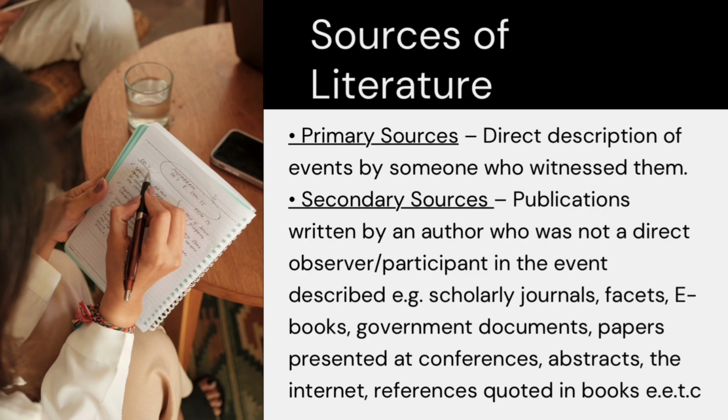The first one is primary sources, which is a direct description of events by someone who witnessed them. This is first-hand information. Secondary sources means second-hand information: publications written by an author who was not a direct observer or participant in the event described, e.g. scholarly journals, facets, ebooks, government documents, papers presented at conferences, abstracts, the internet, references quoted in books, among others.